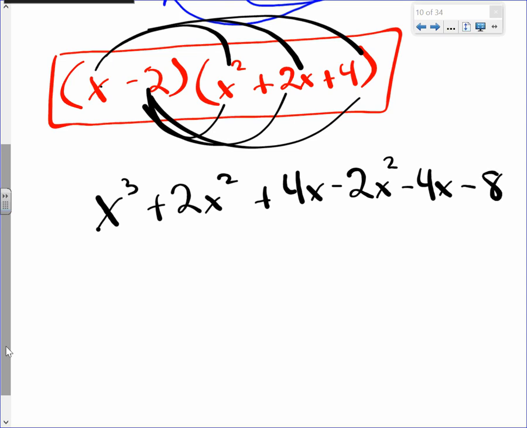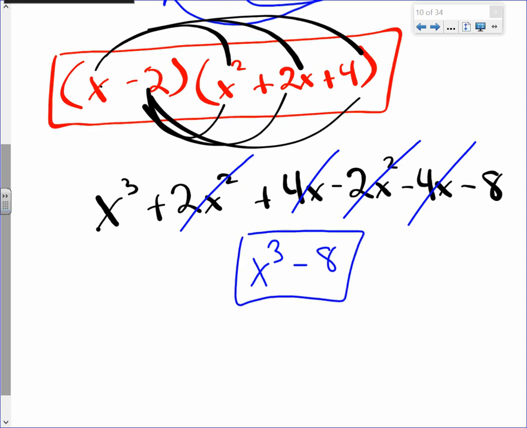Let's do our like terms now. Like terms, 2x squared minus 2x squared, 0. 4x minus 4x, 0. Look what I got left: x cubed minus 8. That's what we started off with. So remember, factors are just stuff you multiply to get the other stuff. I just showed you it worked. I proved that naysayer, that doubter.